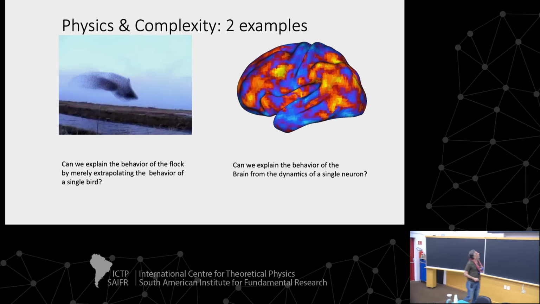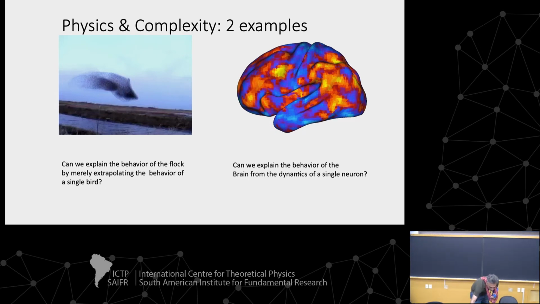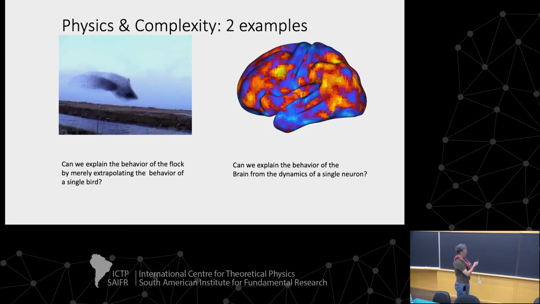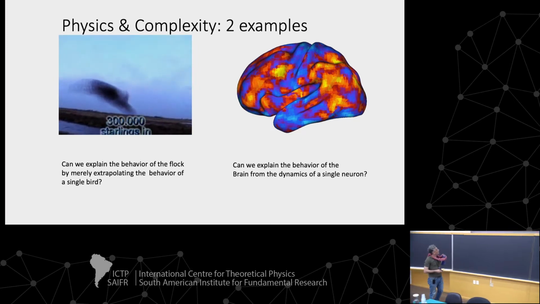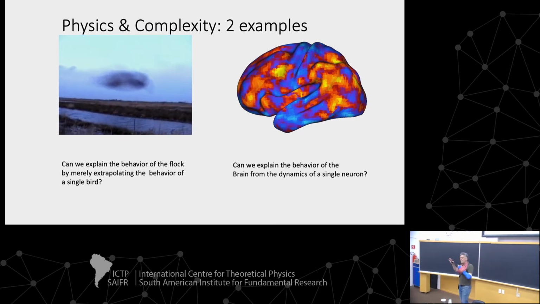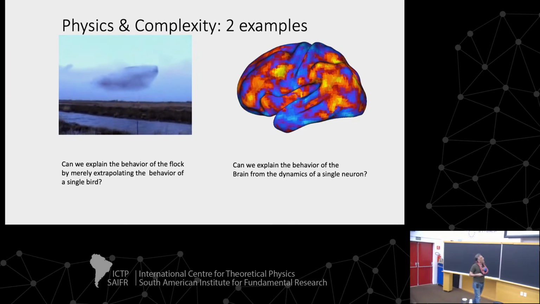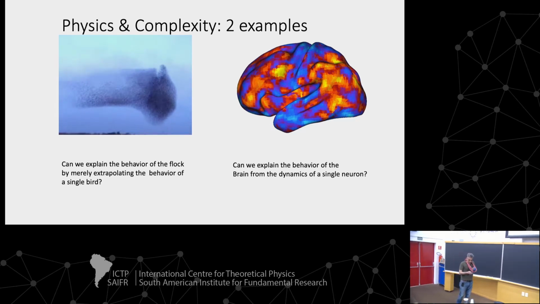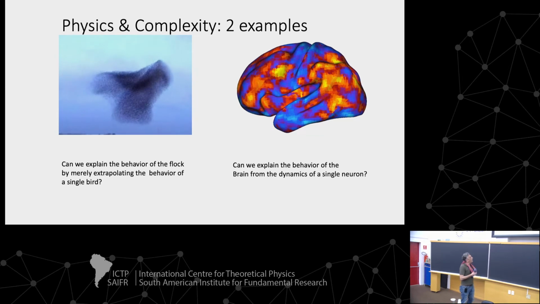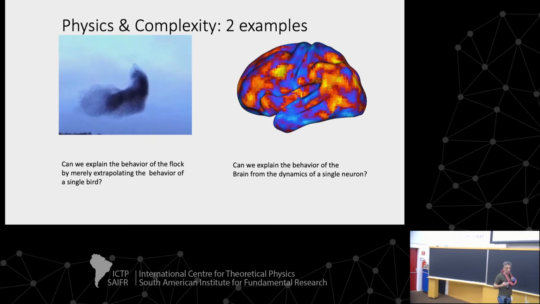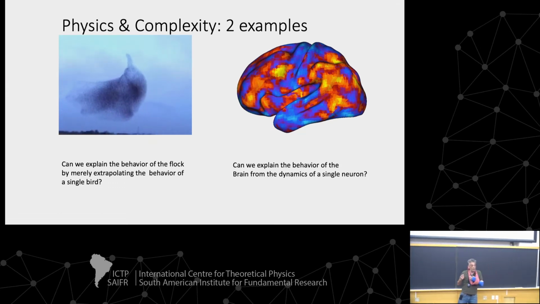Here are two examples of complexity. This is a bunch of birds, starlings, and they move in a very coordinated and smooth way. We can look here at how the behavior of the flock can be understood, and we cannot understand the behavior of the flock in terms of the behavior of each bird.